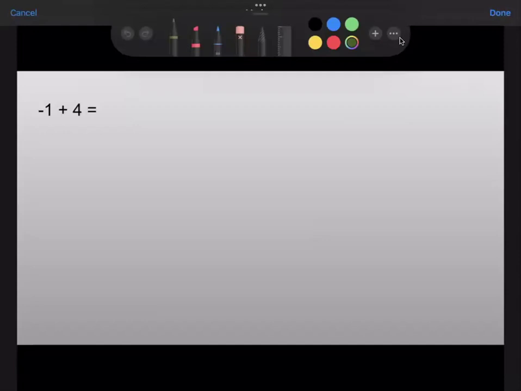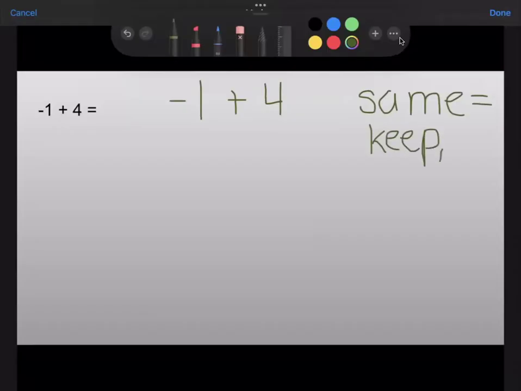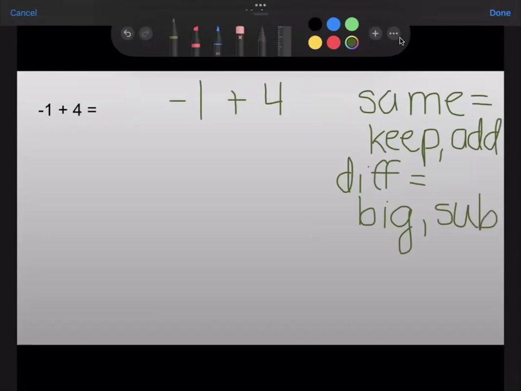Okay, here's our last problem for today's video. What we're going to do is use the rules for this one. First let me rewrite it here: -1 plus 4. Those rules were: if I have the same sign, then I'm going to keep that sign and add the numbers. So same sign is keep, add. Different signs, what I'm going to do is keep the sign of the bigger number, so keep the big, and subtract the numbers. So in this problem, we do have different signs.